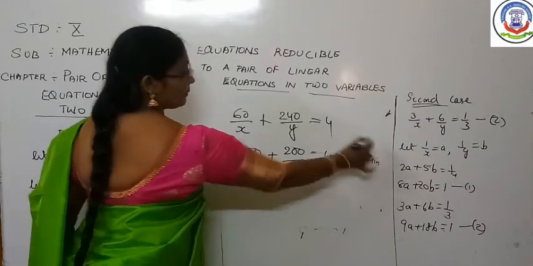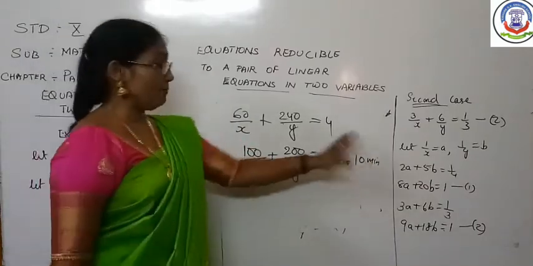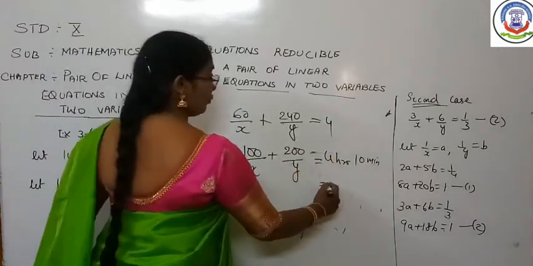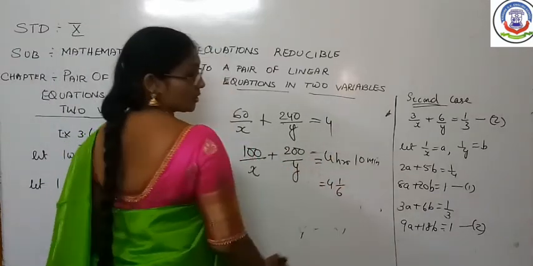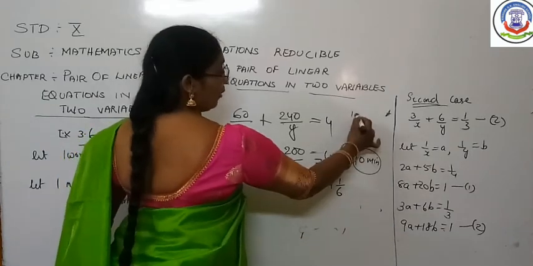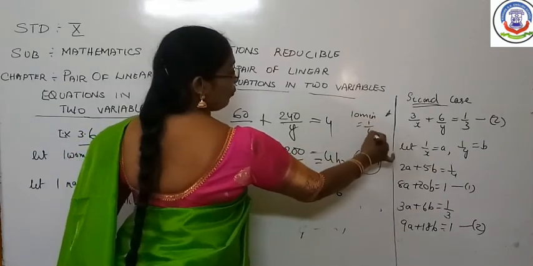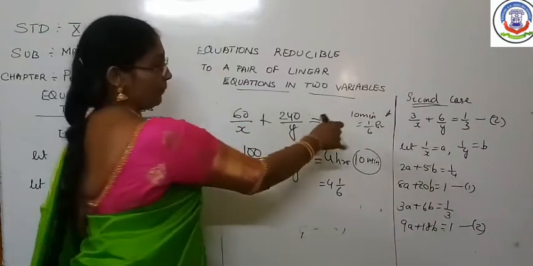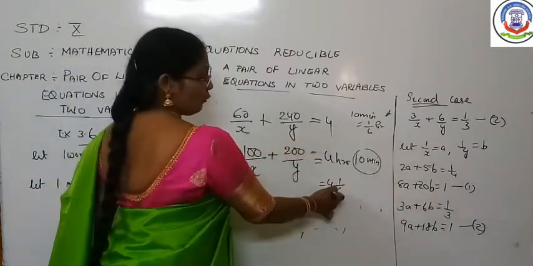Here you will make a mistake. 10 minutes more means 4 hours 10 minutes. This you have to change into hours. You know that 10 minutes is equal to how many hours? 10 minutes is equal to 1 by 6 hours. Why? Because it is 10 upon 60, which means 1 by 6. So 4 and 1 by 6.